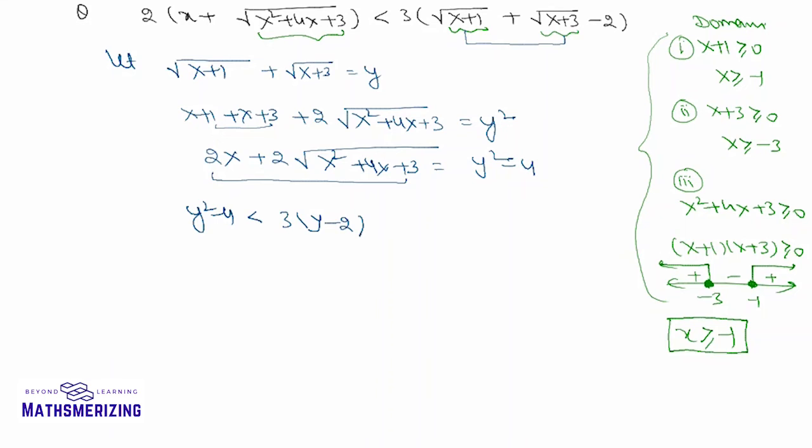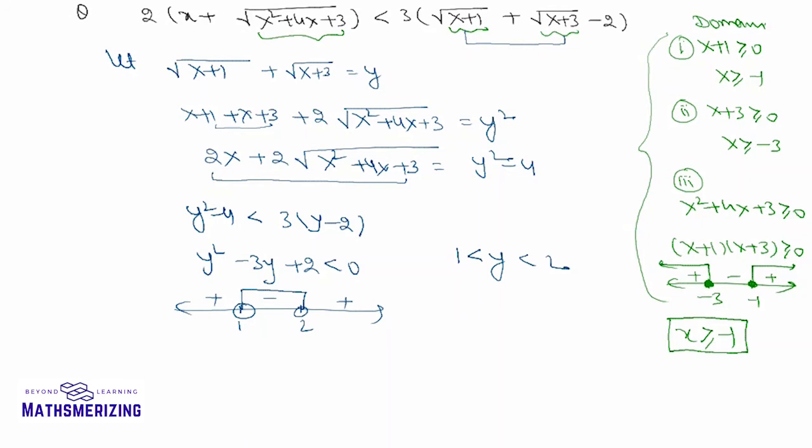So the result I'll get is y square minus 3y plus 2 is less than 0. So this is, what? This is 1 and then 2. So plus, minus and plus, I need minus. So the condition I'll get is the value of y should lie between 1 and 2. Now I can put the value of y and then solve the question.